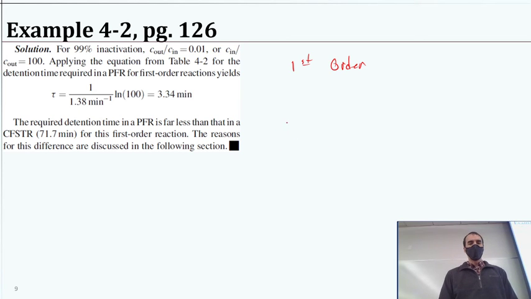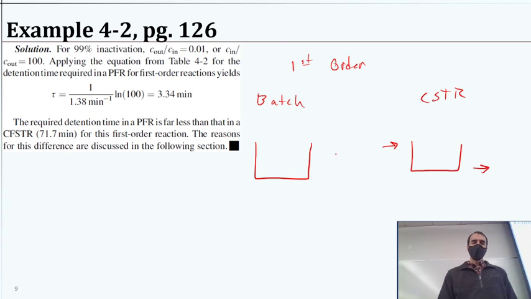That's happening because, I'm going to just compare batch and CSTR here. In the batch case, we start the system at time equals zero, and at time equals zero it's already well mixed. So we're starting with a C naught up here, and in the CSTR the reaction is taking place at C the whole time, right? So if we have to remove it down to 0.01, so 1% of what we started with, let's imagine, just to make it simple, C naught equals 100.